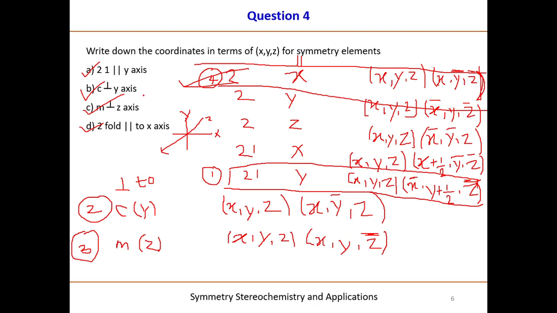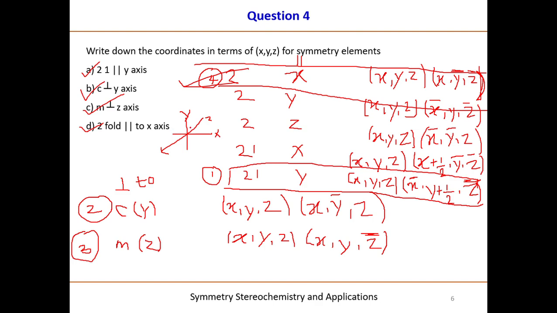Right. Now let's talk about the third one. M is perpendicular to z axis. That means a mirror plane perpendicular to z axis. Perpendicular to z axis means it will cut the z axis, so x and y will remain as it is. Only the z axis is going to change. Right, it will change.